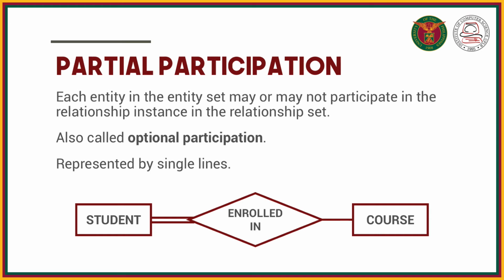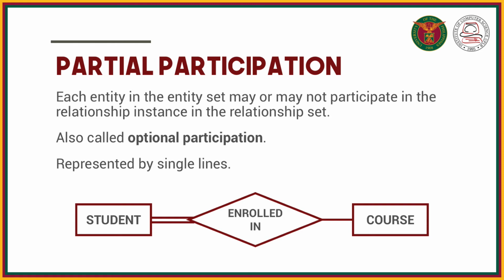In partial participation, each entity in the entity set may or may not participate in the relationship instance in the relationship set. It is also called optional participation, and this is represented by single lines. So using the same example earlier, entity course has a partial participation in this relationship instance.